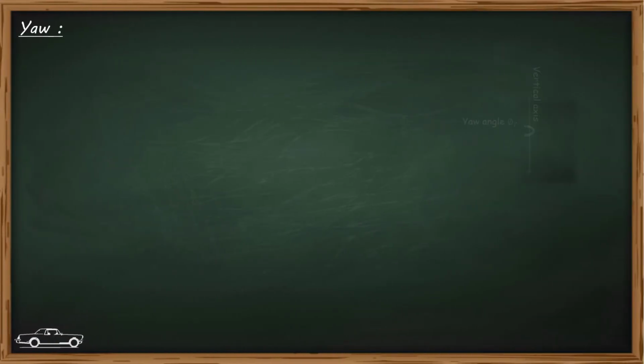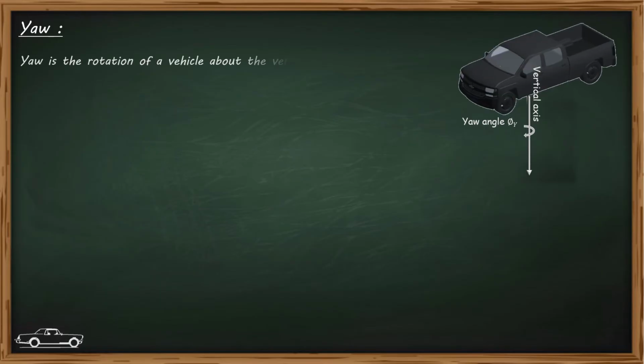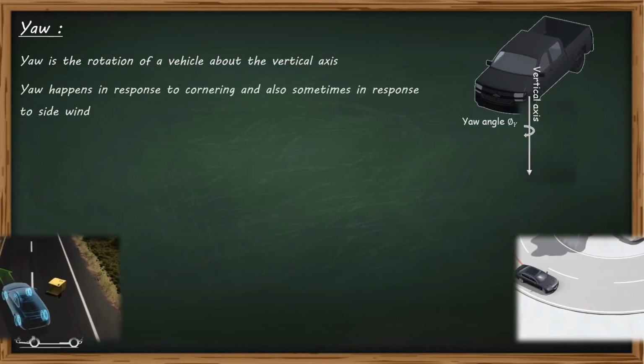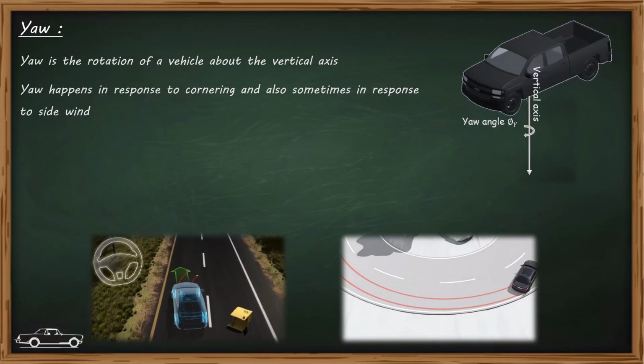Yaw is the rotation of the car about the vertical axis. It is also referred to as the left to right motion of a car about the vertical axis, passing through the CG of the vehicle. Yaw is experienced in response to cornering, and also sometimes induced by the side wind.